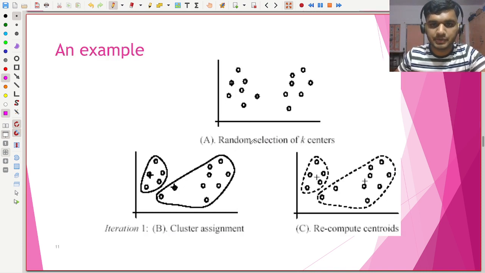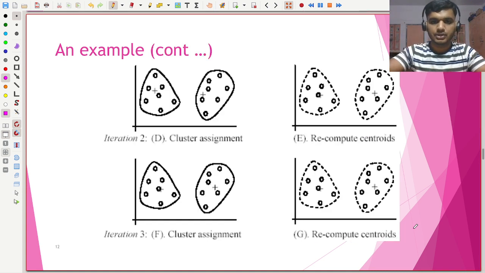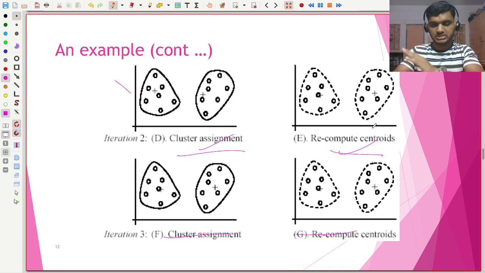So after that, with random selection of K, you draw the two clusters like this. A cluster assignment, that is, then recompute the center. Okay. After that, these are the simple examples of clustering. That is the cluster assignment. Then recompute the centers. After cluster assignment, you also recompute the centers.